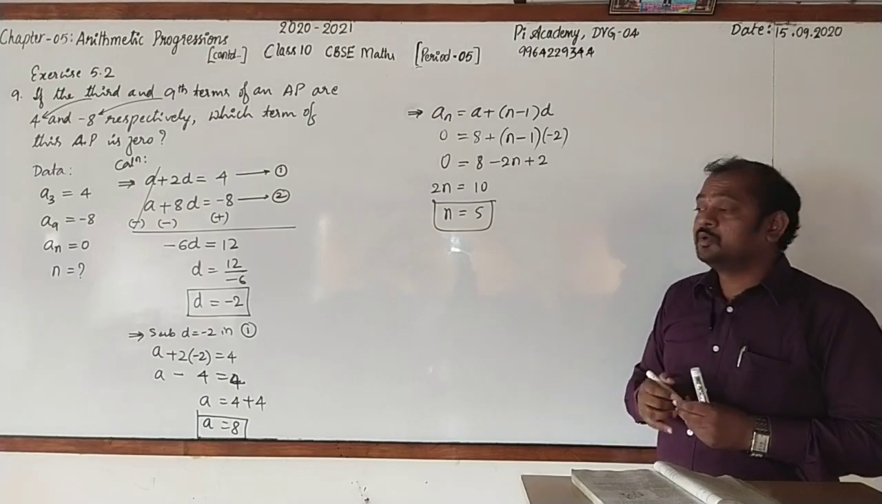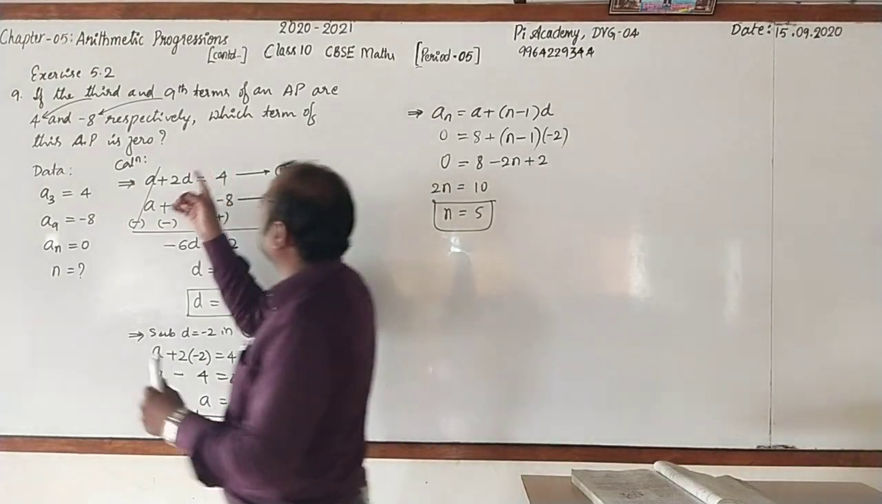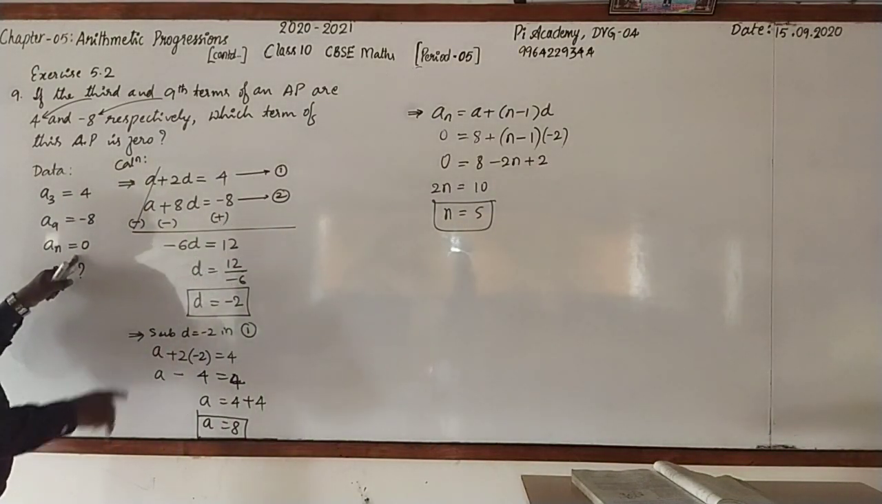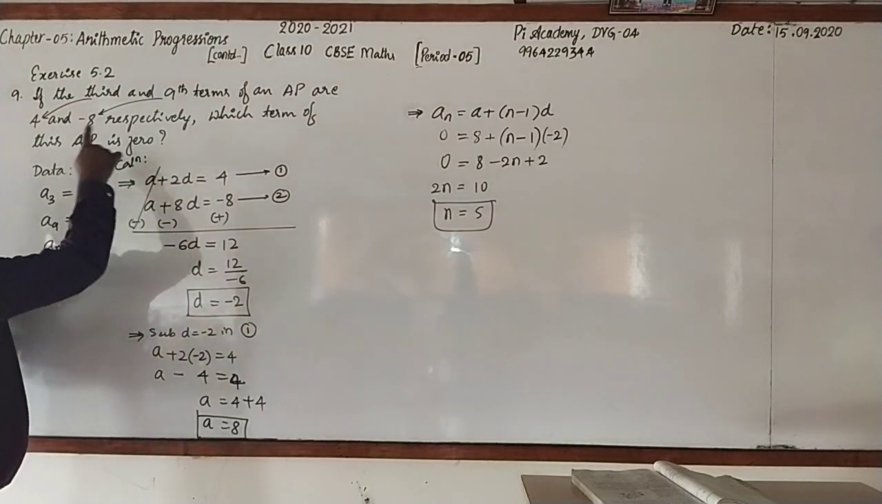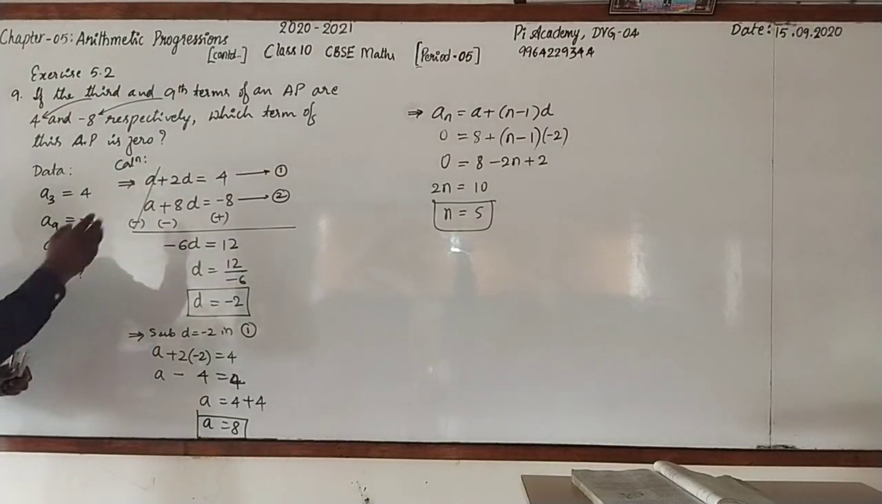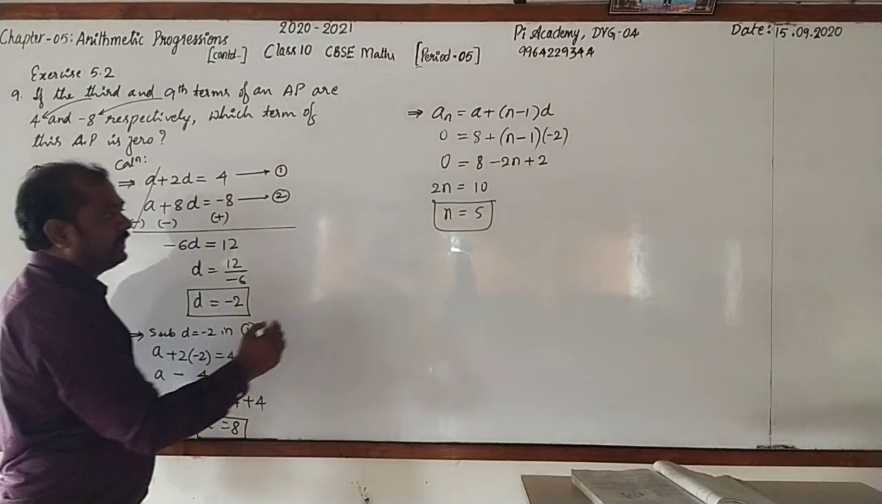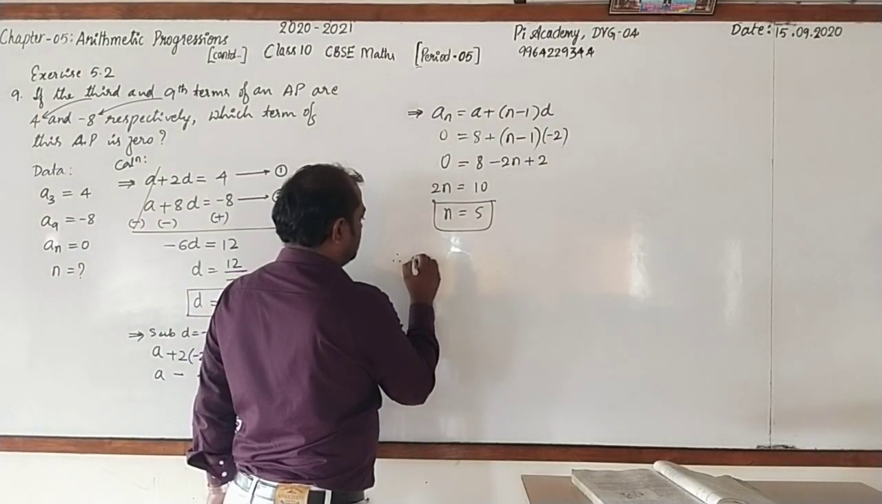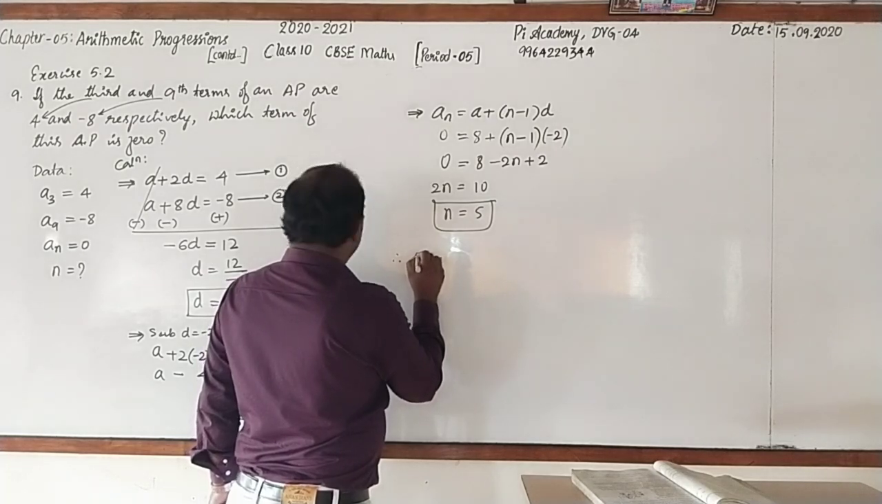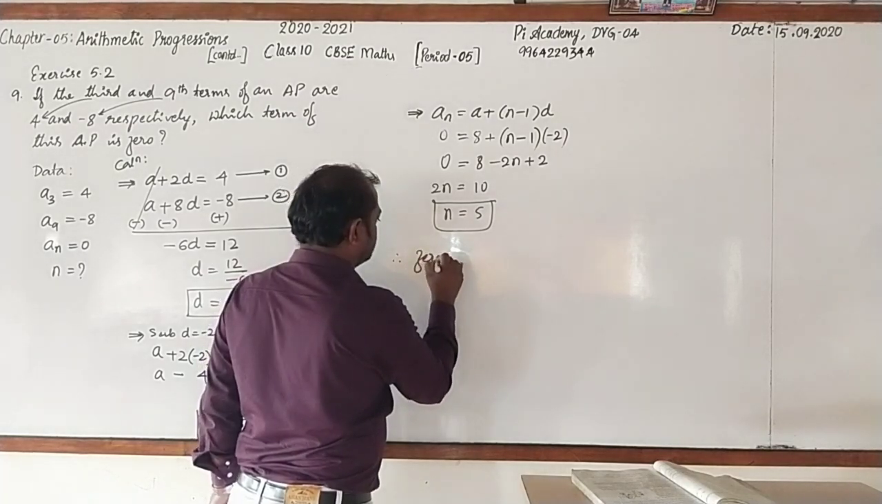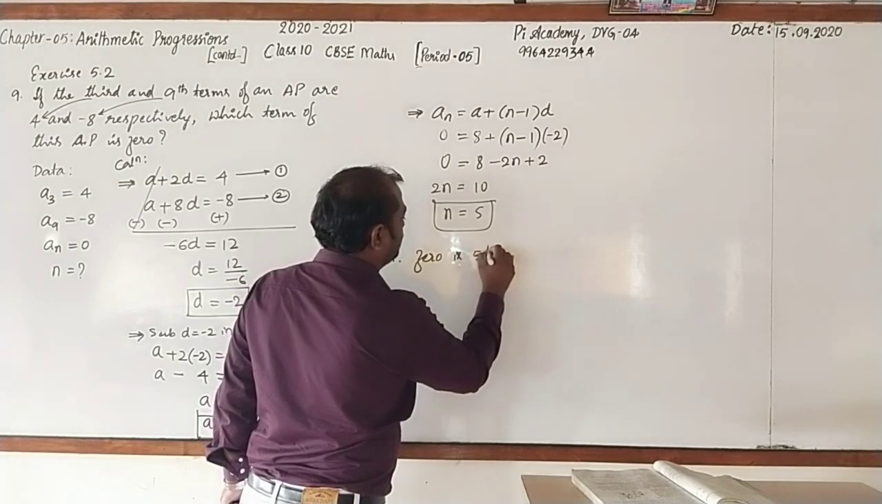That means 0 is the fifth term. See, here they have asked which term of the AP is 0. The fifth term of the AP is 0. So we can write the conclusion. Therefore, 0 is the fifth term.